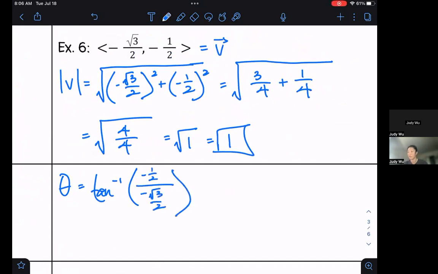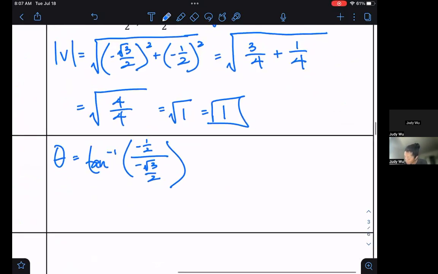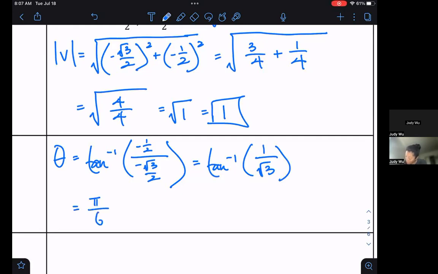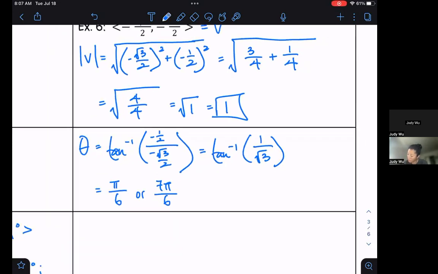Now again, looks kind of gross, but I'm choosing these values because knowing these tangent values are actually super helpful for us. We do a little bit of simplification. We end up with 1 over root 3. And we think about where on our unit circle we have this as our tangent. And it turns out we can choose from pi over 6 or 7 pi over 6.